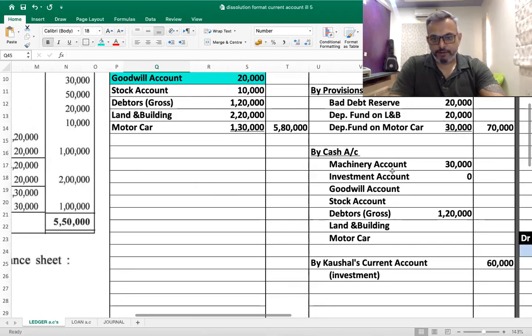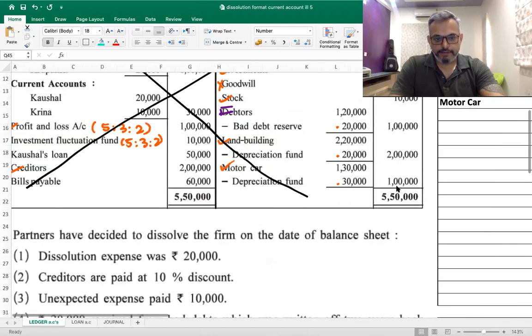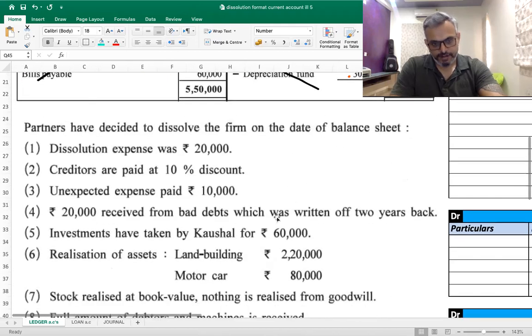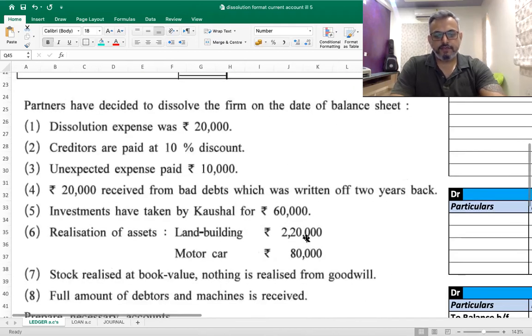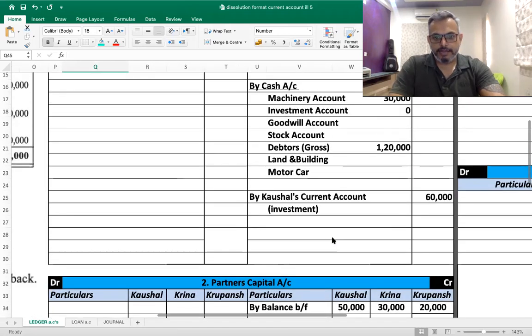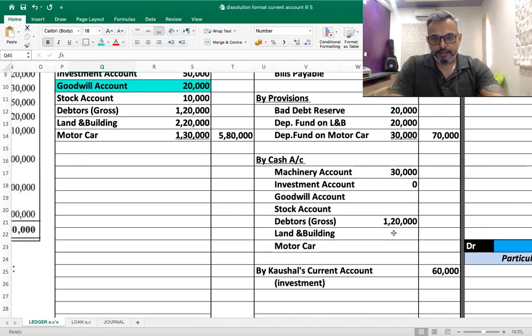अब इन्वेस्टमेंट हो गया, मशीनरी हो गया, गुडविल, स्टॉक, land and building. Let's go to the next adjustment and see what is given. Realization of land and building 2,20,000 and motor car 80. Land and building is 2,20,000 and motor car 80,000. Just put the amount.